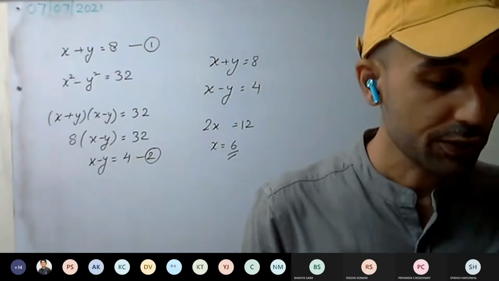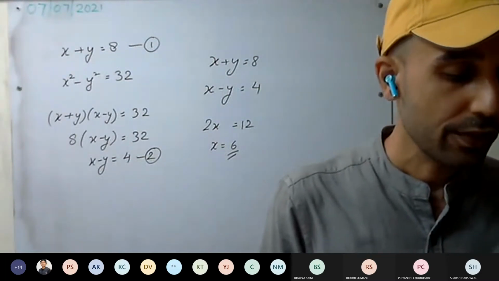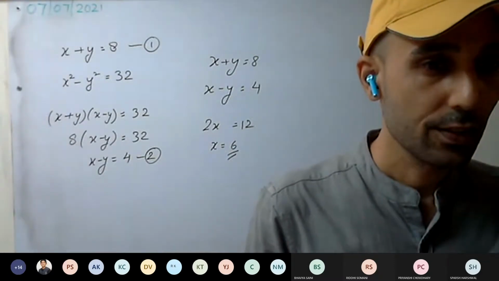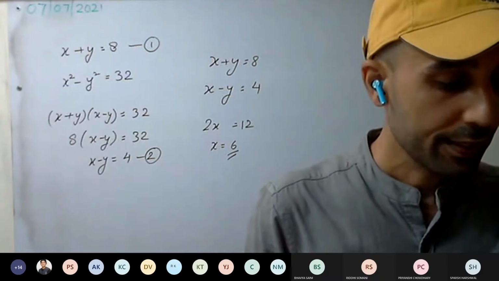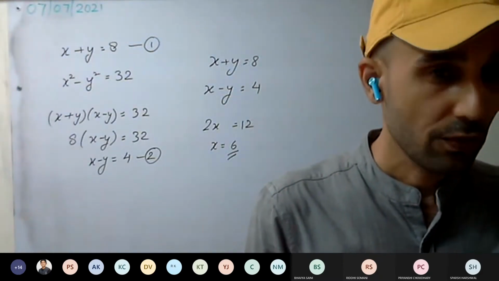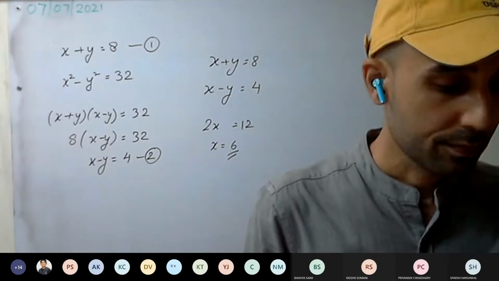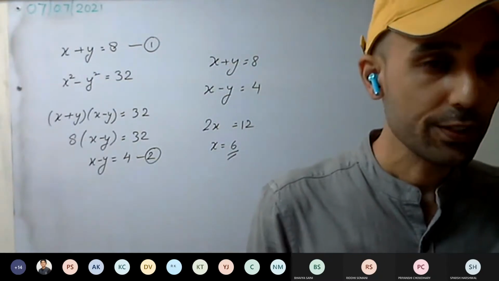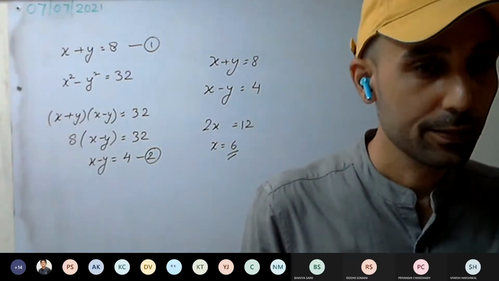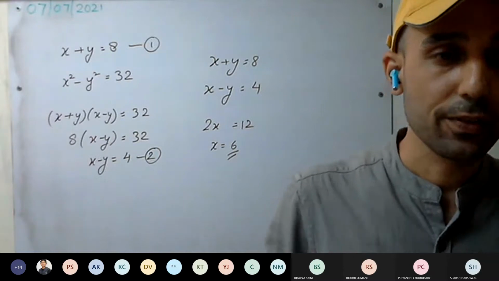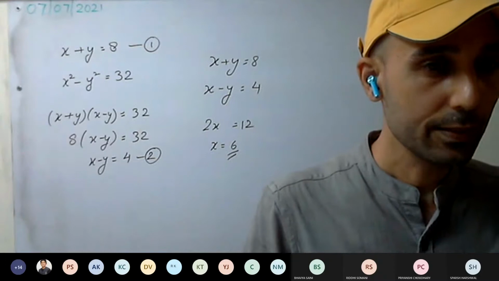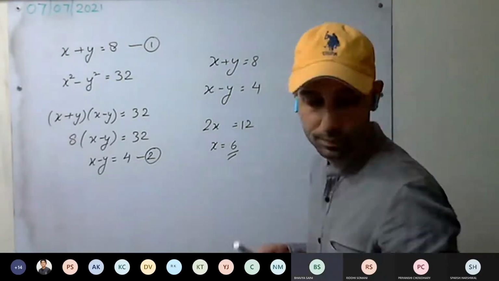The difference between two positive numbers, x and y, is 4. And the difference between their reciprocals is 4 by 21. Find the numbers. Form the first equation, and there is a little trick in the second equation, if you remember. Have you formed the first equation, everyone? Yes, sir.